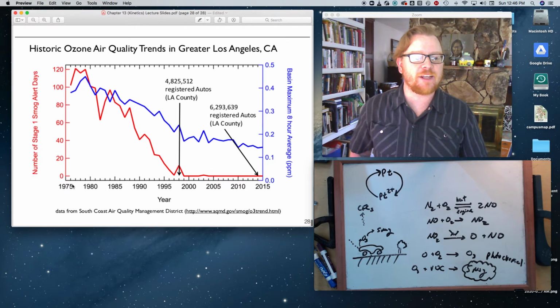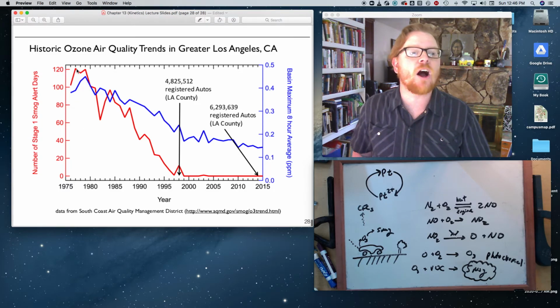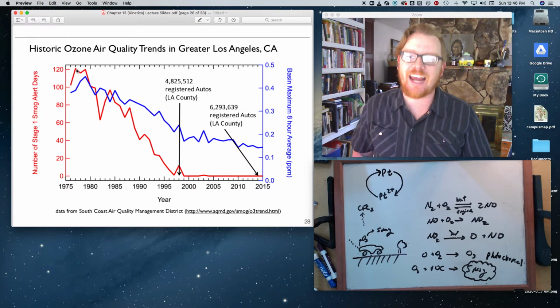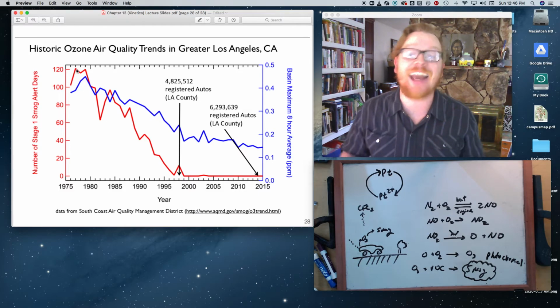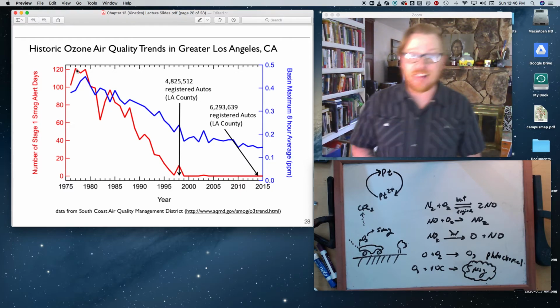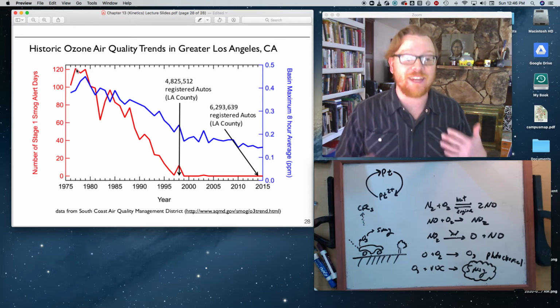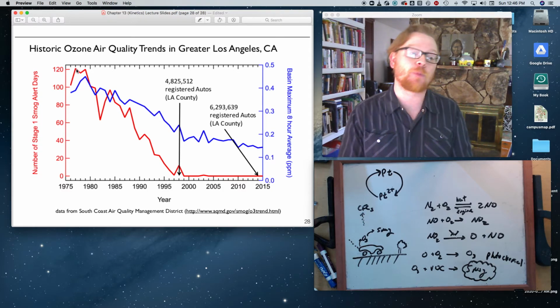And if you look at this, 1975 or 1977 or whatever, there were 120 stage 1 smog alert days for that year. There's only 365 days in the year. And this was not due to forest fires. This was just the regular weather conditions, the regular air pollution conditions in the greater Los Angeles area. Every third day, you had to go inside.